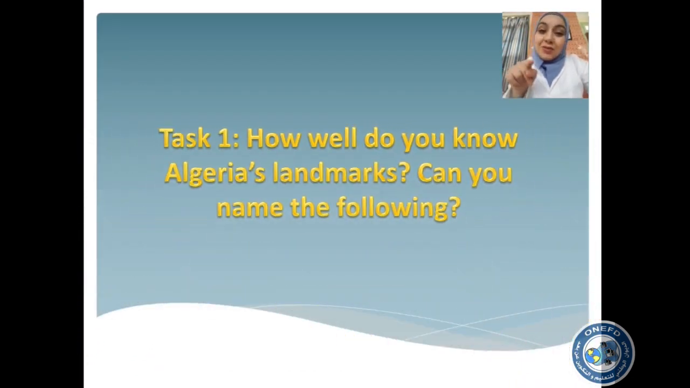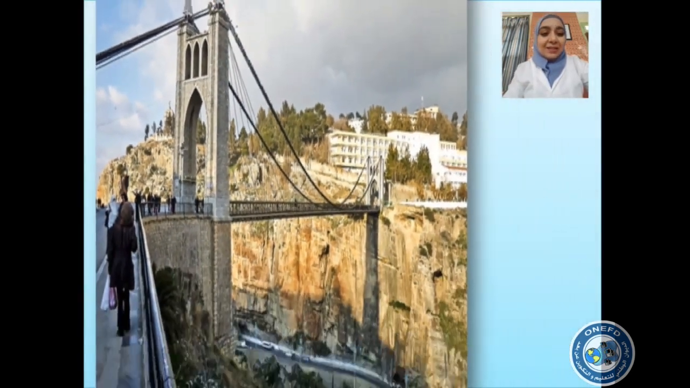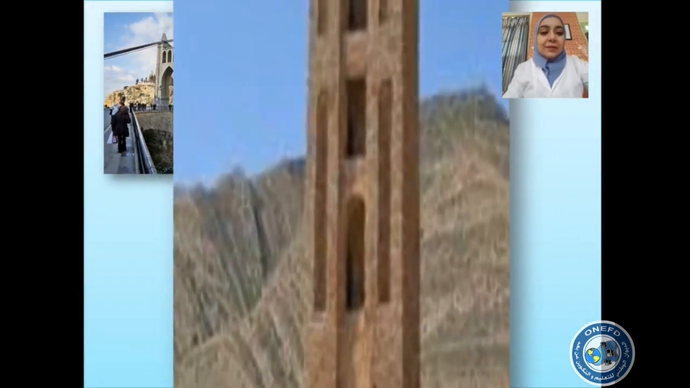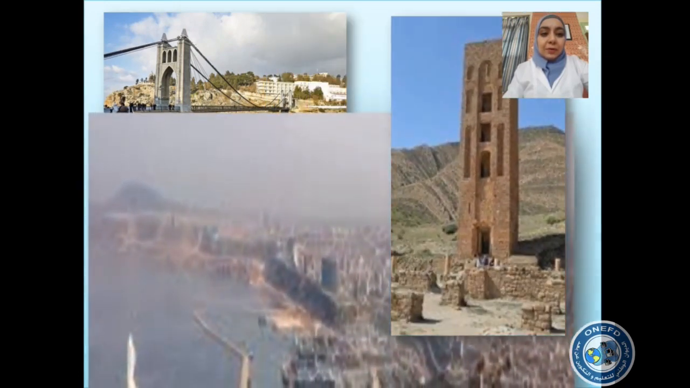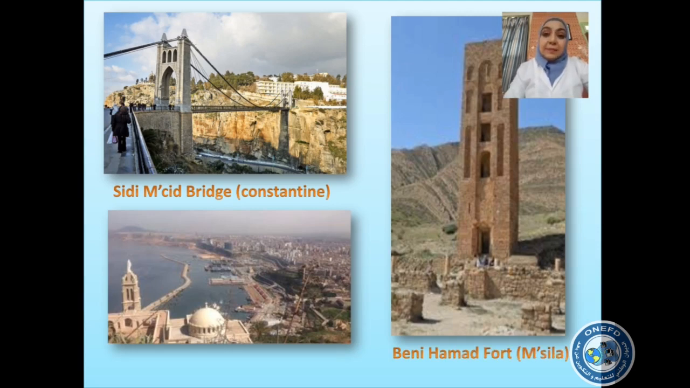Before that, let's see if you know your region. How well do you know Algeria's landmarks? Can you name the following landmarks, I'm sorry. Number 1, number 2, number 3. Can you name them? Number 1 is Sidi Msid Bridge in Constantine. Bni Hamad Fort in Msila. And here it is the fort of Santa Cruz in Oran. Okay.